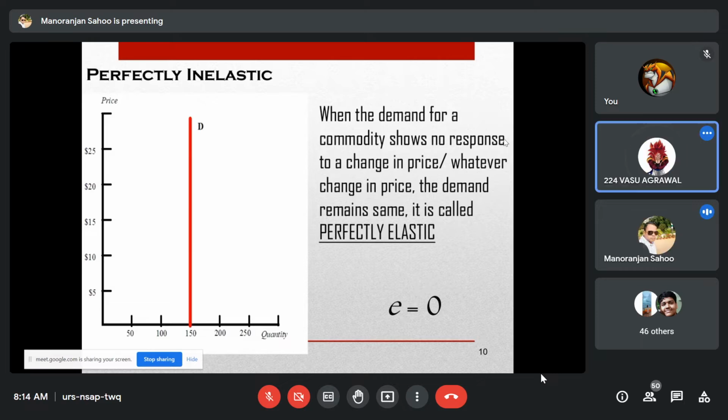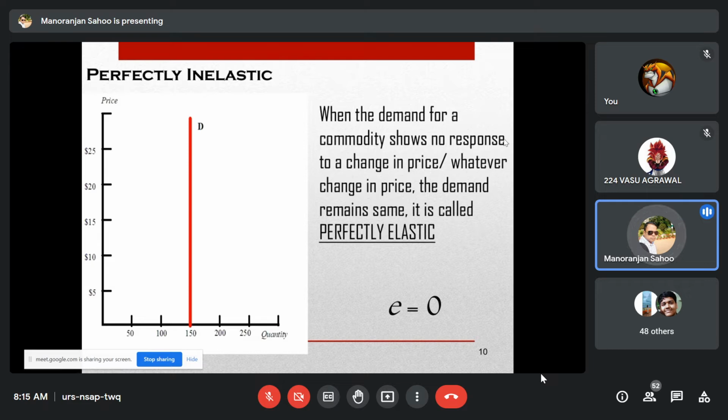So here you see the demand curve is a vertical line. This means that the quantity demanded is the same, that is 150 units, even if the price is increasing, whether it is $5, $10, $15, your demand is not changing. This will happen in the context of most necessity commodities, where you cannot reduce your demand even if the price is increasing.